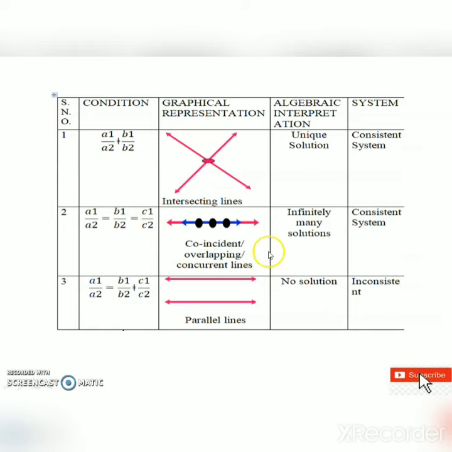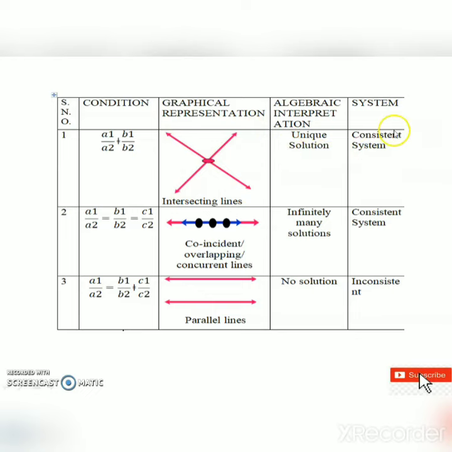This table you have to be thorough. So the first condition is when A1 by A2 is not equal to B1 by B2, you will have the lines intersecting. Suppose this is one equation of a line, A1x plus B1y plus C1 is equal to 0. Then this is A2x plus B2y plus C2 is equal to 0. Both of them intersect at only one point. Since they are intersecting at only one point, they will have exactly one solution. Exactly one solution means obviously the solution is unique. So whenever the lines are intersecting, you will have a unique solution.